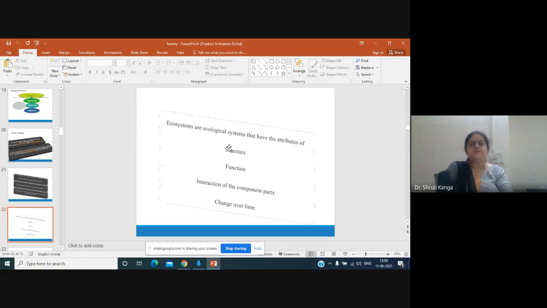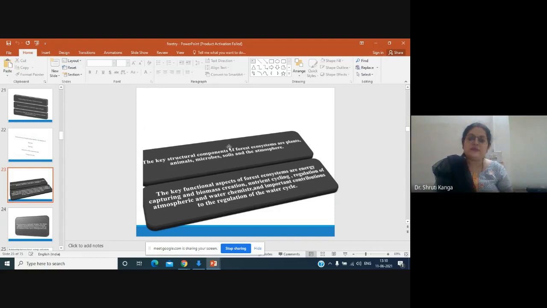Now, ecosystems are ecological systems that have attributes of structure, functioning, interaction of the component parts, and change over time. So, ecosystems are ecological systems that have the attributes of various structures of the forest, various functioning of those ecosystems, interaction of the component parts, and what kind of changes took place with the change of time.